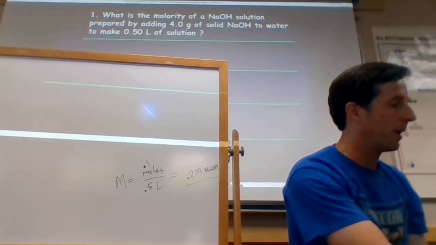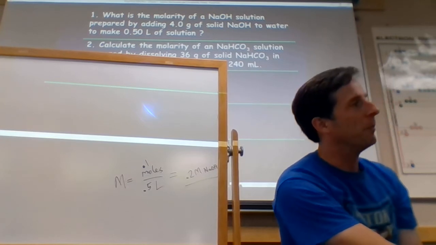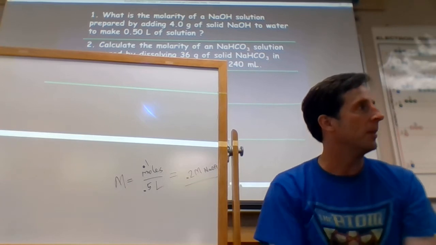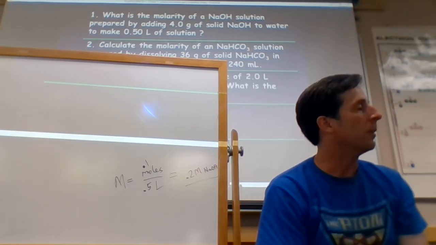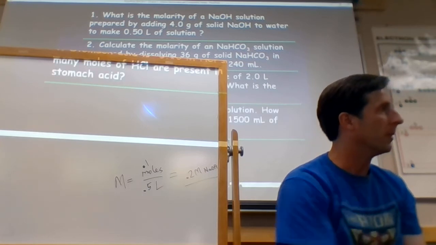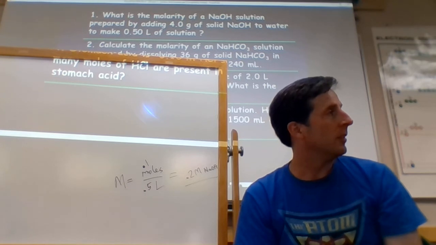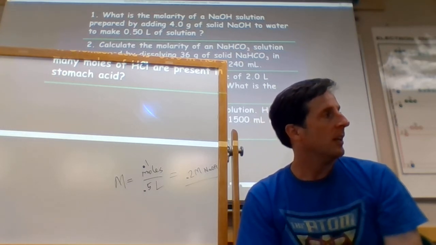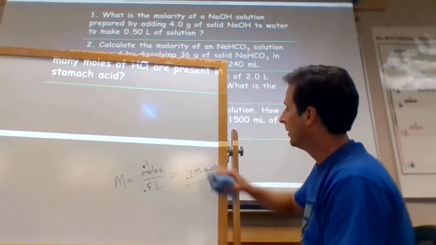Okay, next problem. The next problem is very similar. I'm just going to skip over that one because I don't want to work 2 that are the same. So we're going to go to number 3. Number 3 is the same. So we're going to go to number 4. Okay, so stomach acid is 0.1 molar hydrochloric acid solution. How many moles of HCl are present if I have 1,500 milliliters? All right.